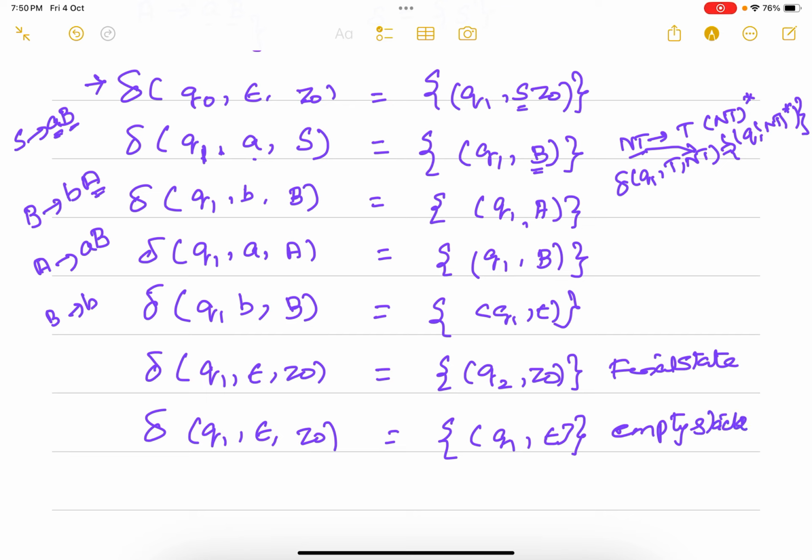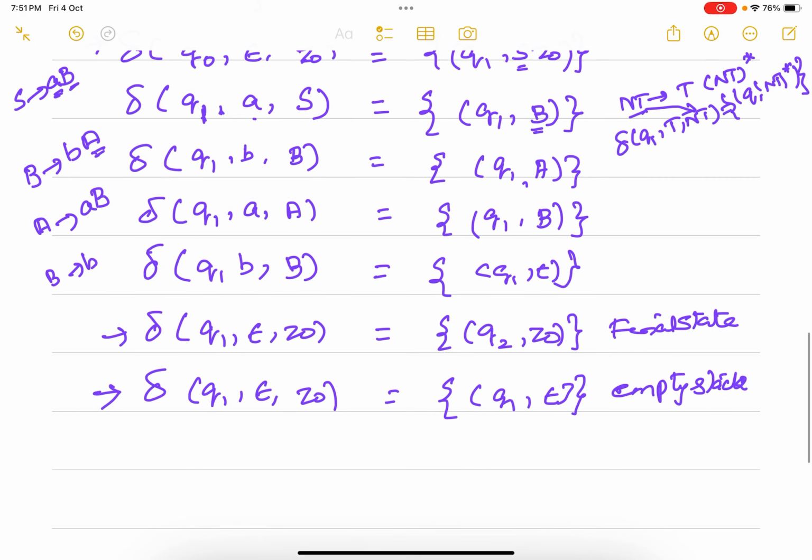Now the first transition and the last two transitions will be the same for all the conversions, and the remaining pushdown automata transitions will vary, depending upon the productions of the given grammar.